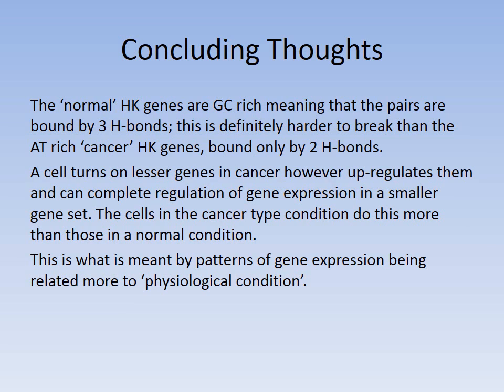cancer-associated HK genes. You may be thinking, what was meant by patterns of gene expression being related more to physiological condition? Well, a cell type turns on fewer genes in cancer because of upregulation and can complete gene expression in a smaller gene set. It just happens to be that cell types in the cancer condition did this more than those in the normal condition.